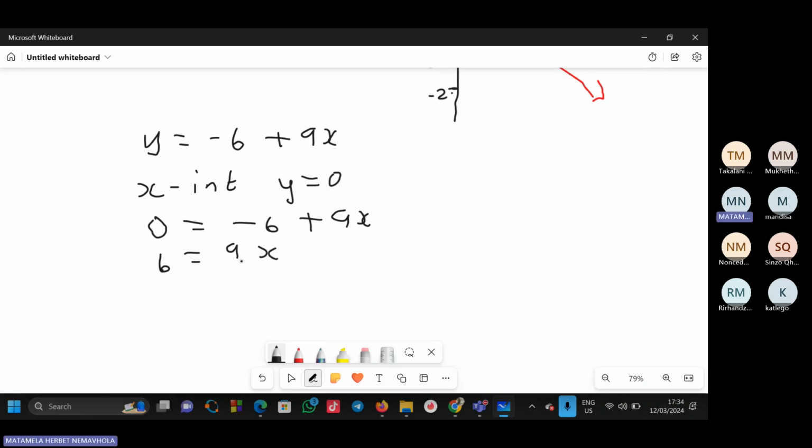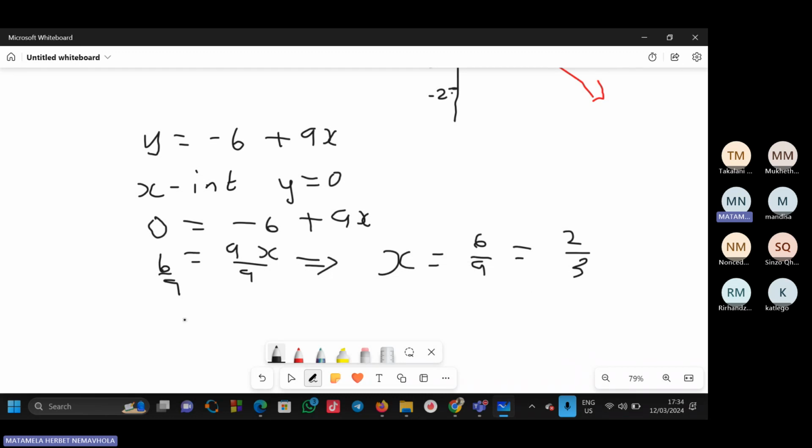Then we can divide by 9, so that we can have only x. We divide by 9 this side. Then this implies that we're going to have x equal to 6 divided by 9. And 6 divided by 9 is the same as 2 over 3. If you use your calculator, it's 2 over 3.